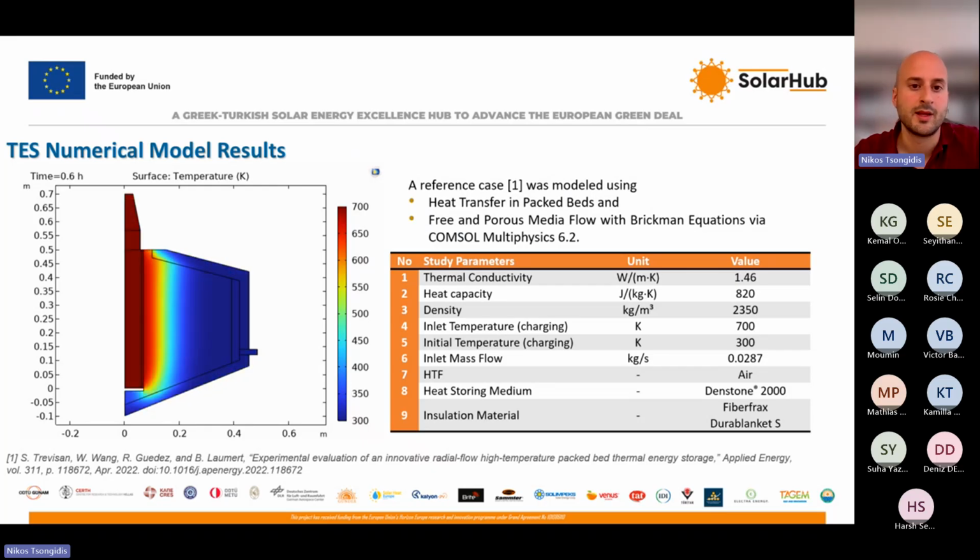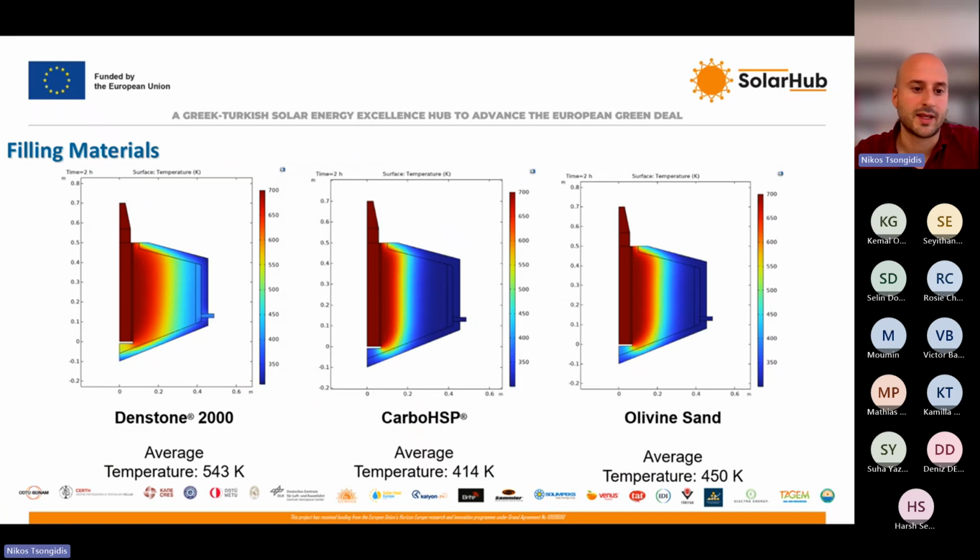These filling materials can be of different grades. As we can see here, they have tested olivine sand, Carbo HSP, which is a bauxite-based material, and they also use some types of olivine. So in this case, they have obtained the temperature that can be reached and stored within the particles. But of course, this is research that is still taking place and is currently active. And also, this will be included in the results of SolarHub pre-design number 2.